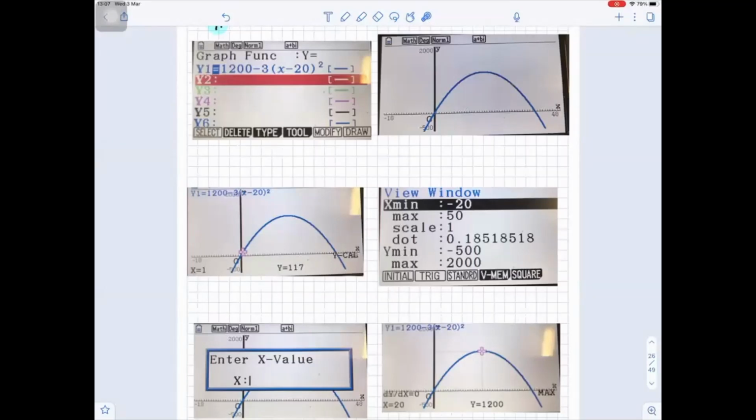And you can represent it on your graph. If you plot the curve y equals 1,200 minus 3 bracket x minus 20 squared, you will get a parabola shape. You can use the minimum to be minus 20 and the maximum to be 50 for x, and go from minus 500 for y up to 2000, so that you can see it clearly. You can see that the maximum value is 1,200. You can enter an x value to find the y value. So the maximum is 1,200, and it occurs when x is 20. That shows you visually what you were doing.